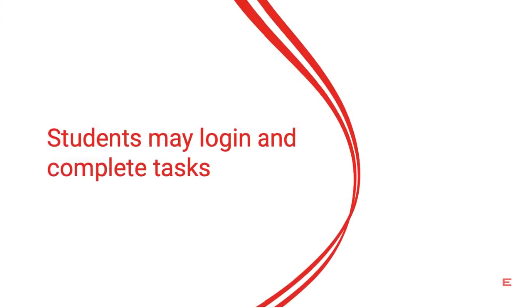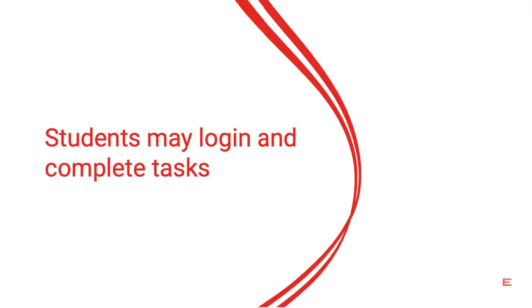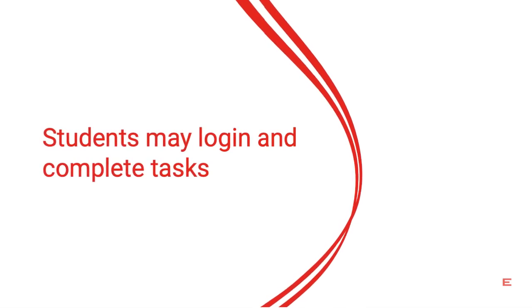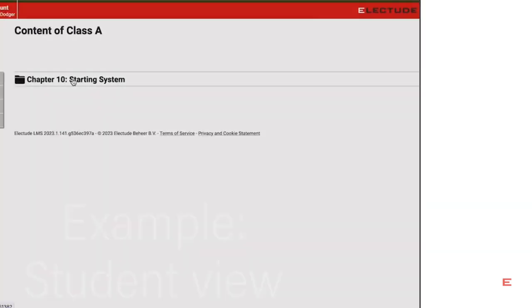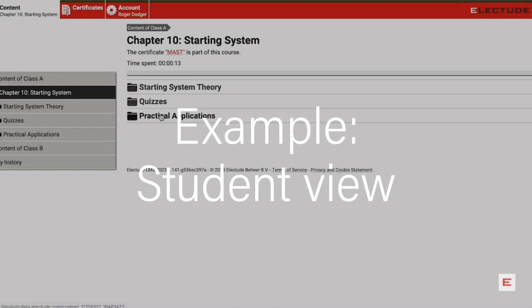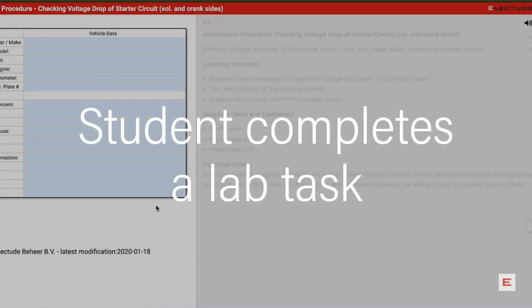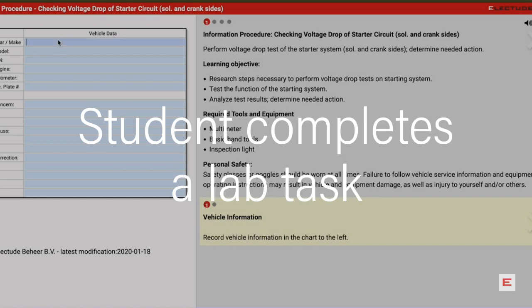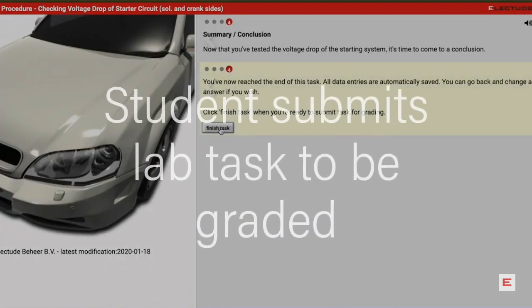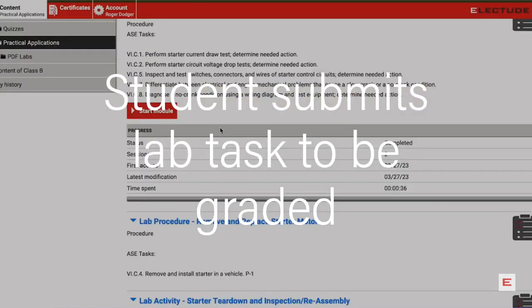With the course assigned, students may now log in and complete coursework containing the lab tasks. The student opens the course and selects a lab from the Practical Applications folder. The student follows the instructions and fills in the information required by the task. When the student is finished, the task is submitted to be evaluated by the teacher.